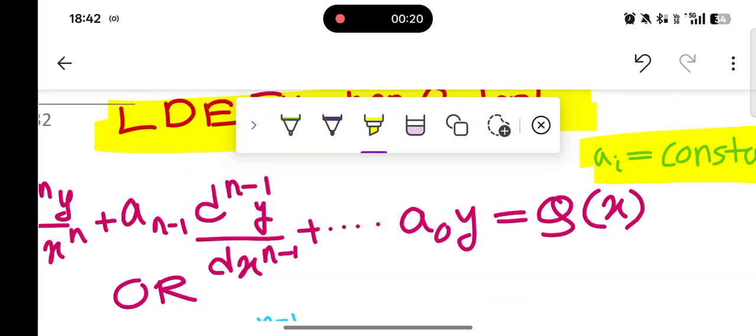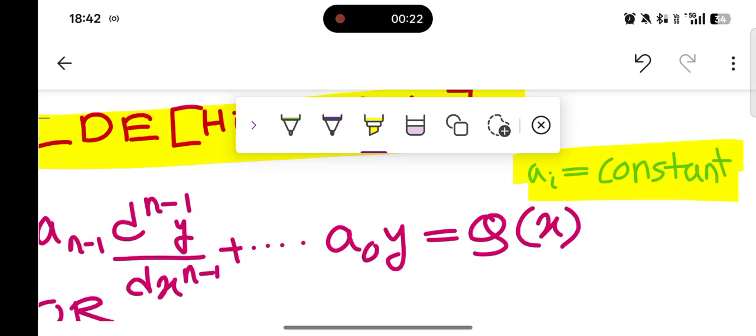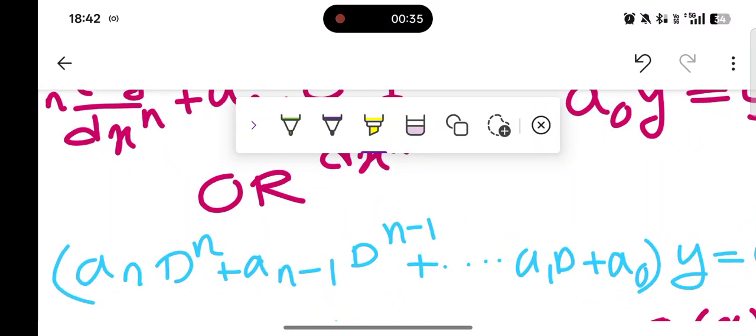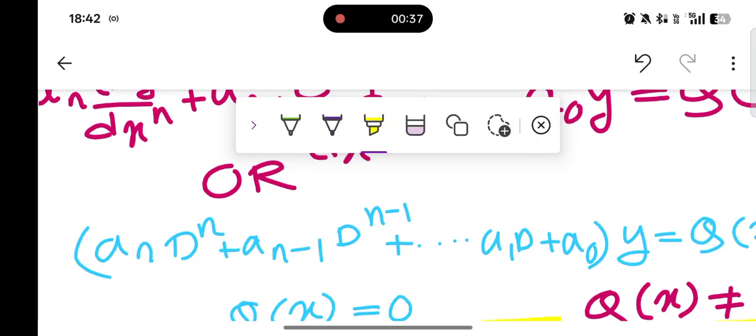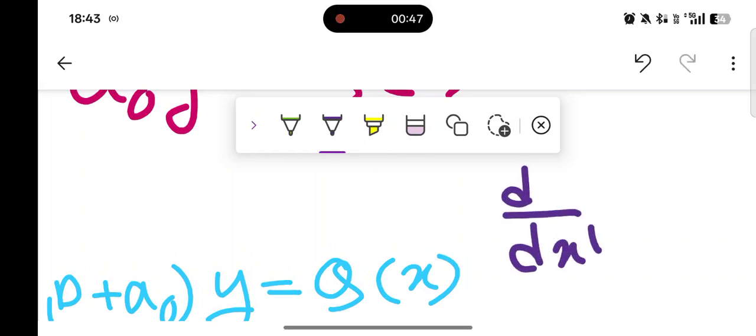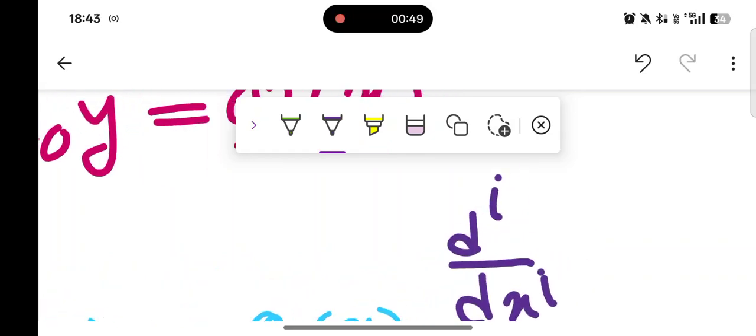This is the first format, where A0, A1, A2, up to An are all constants. Now this is the other format of this kind of differential equation. Basically, we are saying that d/dx, this is I, and this is again I, equals to d.